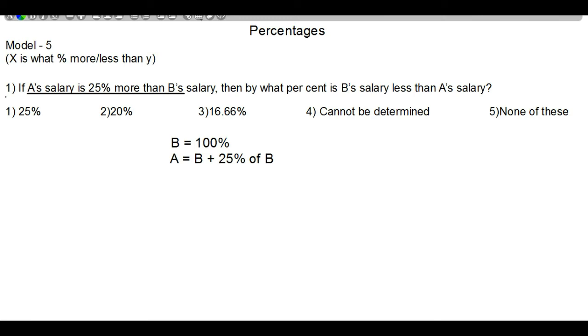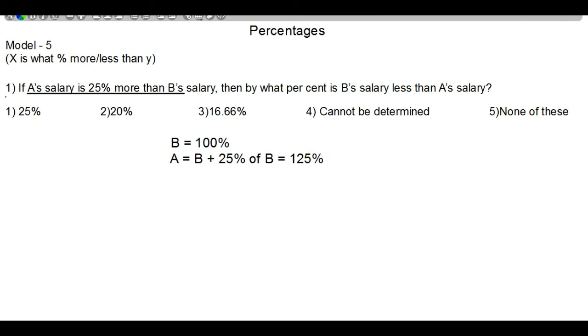A is 25% more than B. So B plus 25% of B. How much is B? 100. 25% of B? 25% of 100 is 25. 100 plus 25, 125. So now we know that A is equal to 125. If B is 100, then A will be 125. So if you look at these two values, it satisfies the given criteria. It says A should be 25% more. Yes, 125 is 25% more than 100.